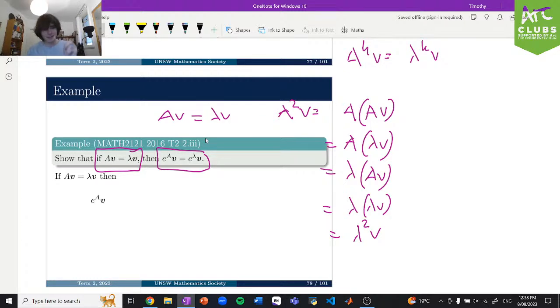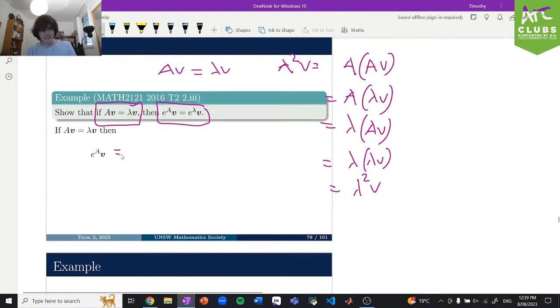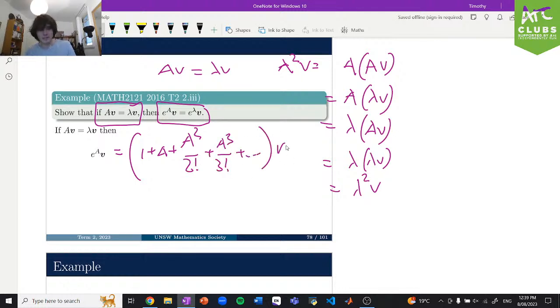So what I would do instead is come back to the definition of the matrix exponential, because that allows us to express it in terms of a whole bunch of actual matrices multiplied together, which is something we do know how to deal with. So we can write this as I plus A plus A squared on 2 factorial plus A cubed on 3 factorial plus and so on, times V, which I can condense as the sum of A to the k over k factorial times V.